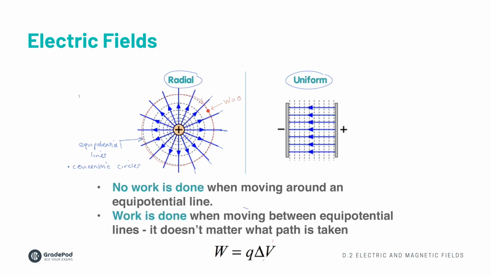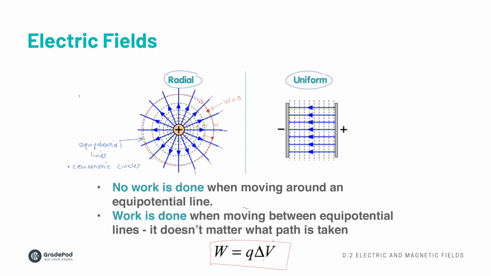Now let's look at these potential lines in a little bit more detail. Let's give them a value. Let's say that this third line in has a value of 3 volts. This second line in has a value of 2 volts, and this final equipotential line has a value of 1 volt. If I was to move my charge from 1 volt to 2 volts, work is done. Work is done in moving that charge from one equipotential line to the other. And the amount of work done is given by this equation here.